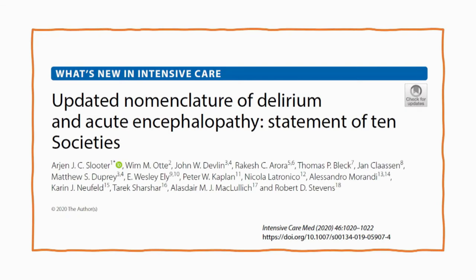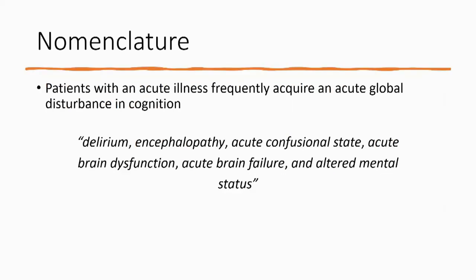So in 2020, this publication came out, and this is the updated nomenclature of delirium and acute encephalopathy. There were 10 societies that came together to publish this paper. The most important reason for this publication was the fact that there seemed to be still, despite the DSM-5 criteria, so much confusion about who has delirium, when do you call it delirium, and when do you call it encephalopathy?